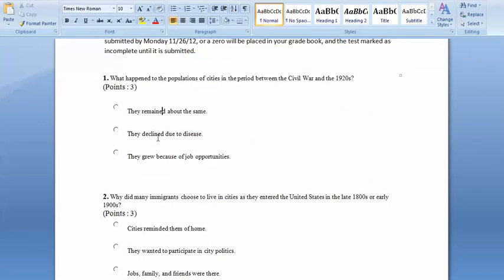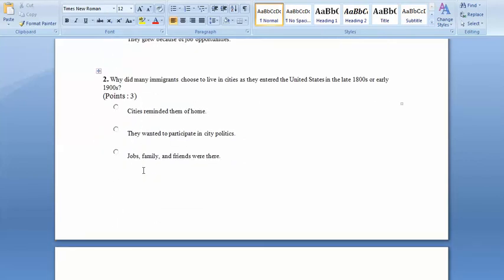So let's get started with our questions here. Number one is, what happened to the populations of the cities in the period between the Civil War and the 1920s? They remained about the same, they declined due to disease, or they grew because of job opportunities. I mistakenly clicked on that when I was moving in there, so don't take that as the answer. I just clicked on it by accident.